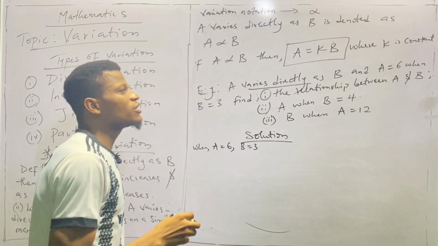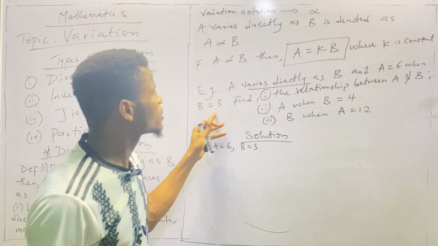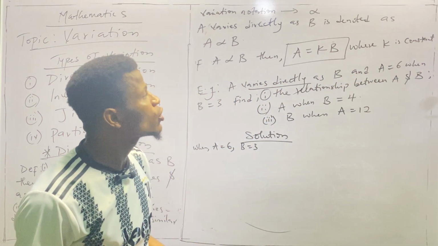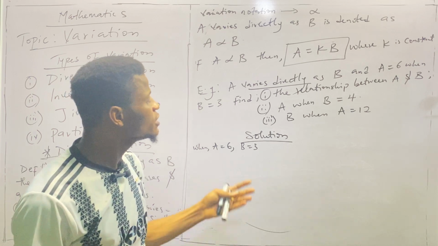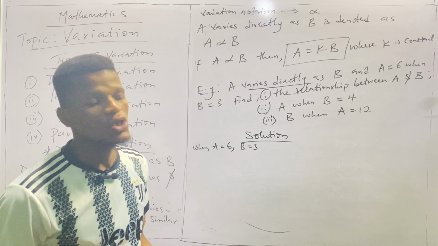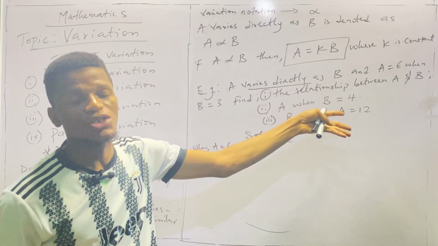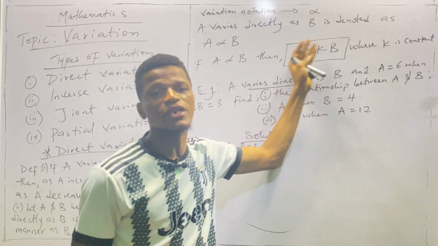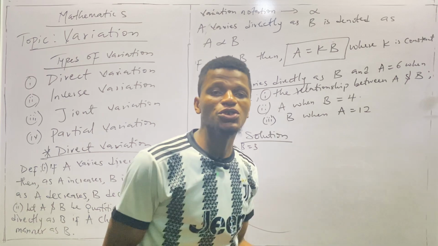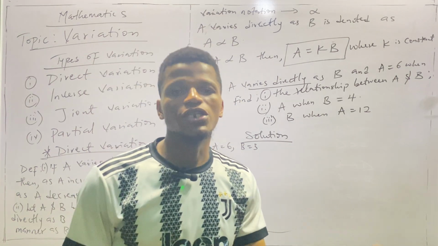Now, I will tell you the reason for everything here. The values of A and B were given at a particular point because you need these values to find the constant. So if the constant can be found after you establish the equation, then you can find any quantity given the other. If you don't establish the relationship between the two quantities, you can't find any quantity given the other. All right.